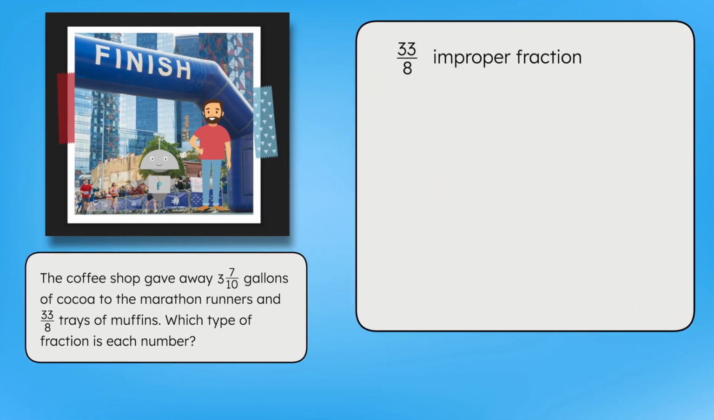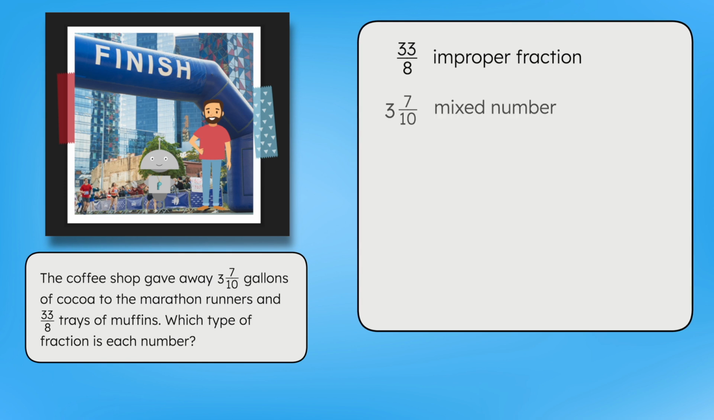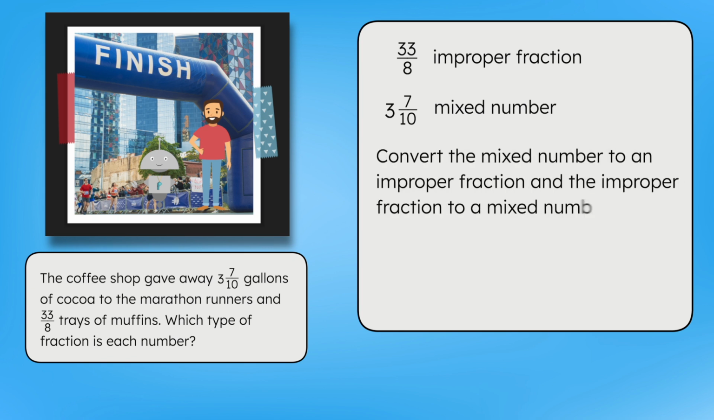33/8 is an improper fraction. 3 7/10 is a mixed number because it has a whole number and a fraction. The caption also says to convert the mixed number to an improper fraction and the improper fraction to a mixed number. If you aren't sure, you can always represent each fraction with a visual model to help you count the pieces. Pause the video here to record your thinking.